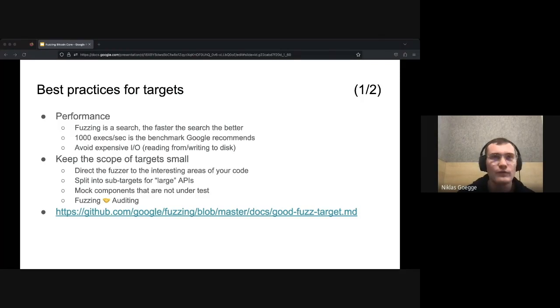If you're thinking about how to write fuzz targets, I sometimes find it useful to first think about how you would go about auditing the code manually, just by reviewing it. And then try to write your fuzzer such that it audits the code like you would, sort of. Again, here's a link for the Google fuzzing docs, which have more stuff on best practices.